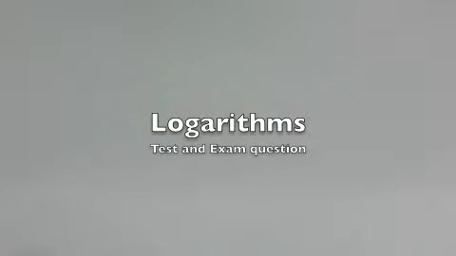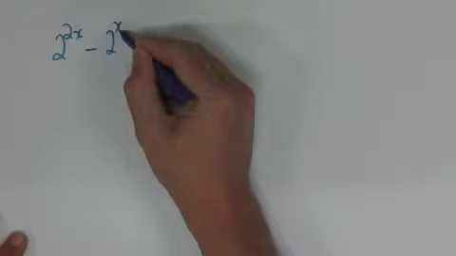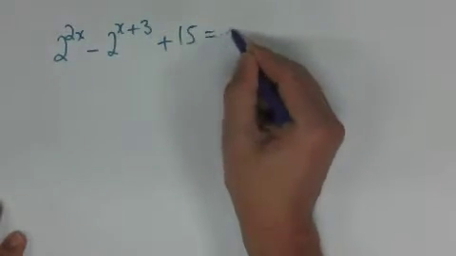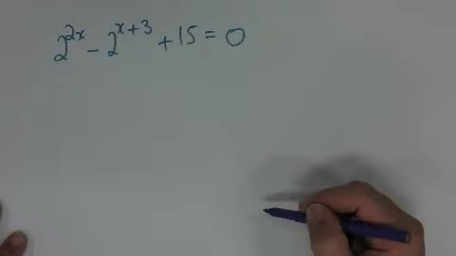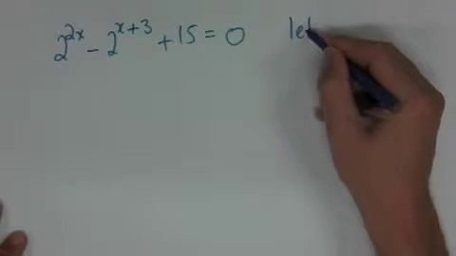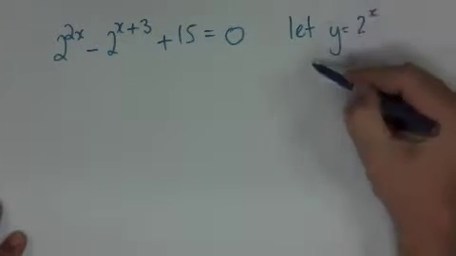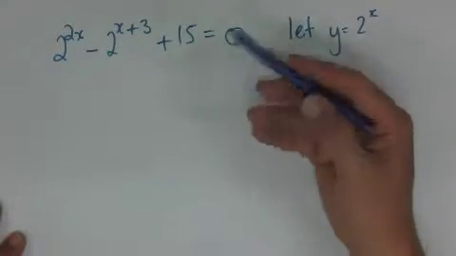A very well-known question, and a question that you'll get a lot in tests or examinations, would be something like: if 2 to the power of 2x take 2 to the power of x plus 3 plus 15 is equal to 0, solve for x. Now, generally in this case, they'll give you a little hint, and the hint would be let y equal 2 to the x. Now, when you see this, and also the fact that we have an equation equal to 0, we're definitely solving it.